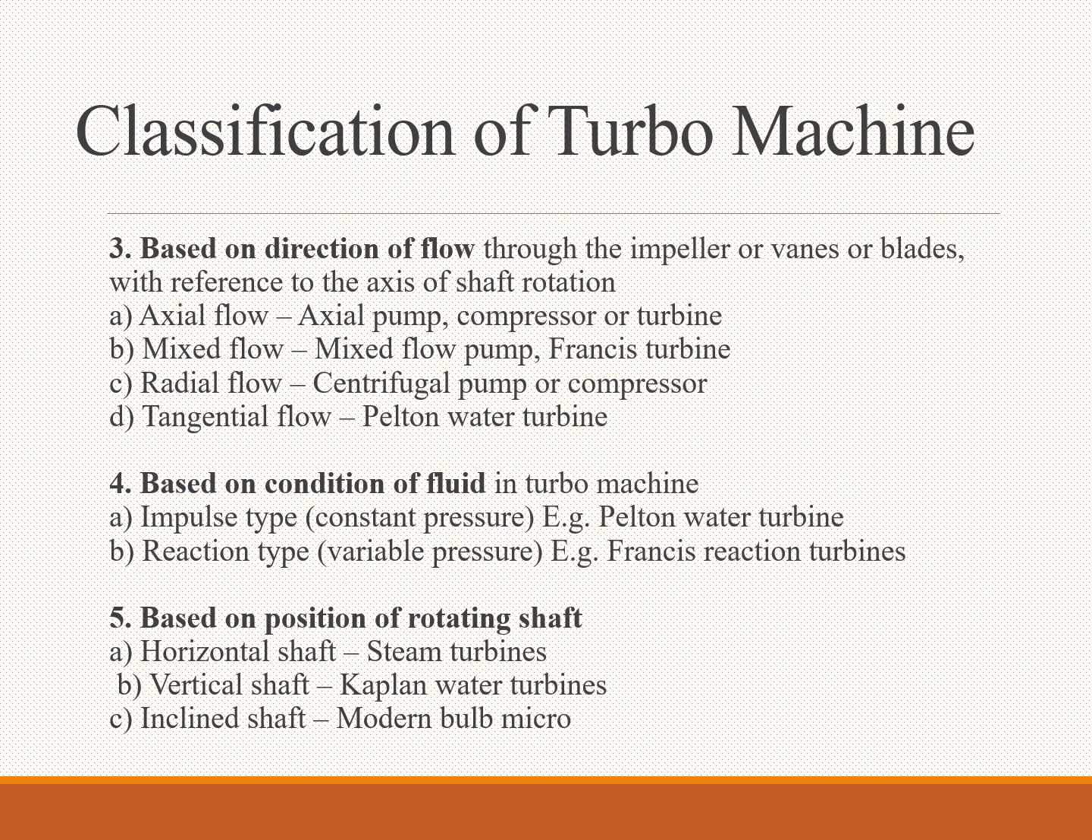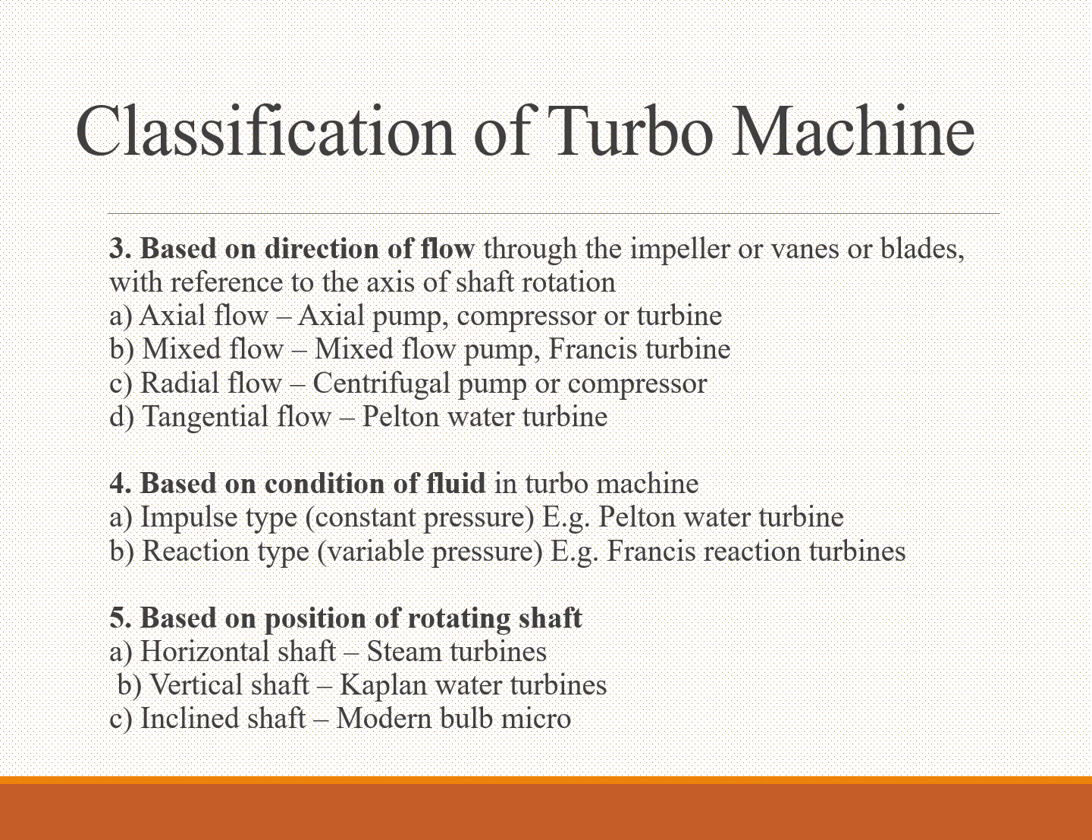Classification based on direction of flow through the impeller, vanes or blades with reference to the axis of shaft rotation. The first one is axial flow. We can see it in axial pumps, compressors and turbines. Second is mixed flow pumps and the Francis turbine. Third one is radial flow. We can see it in a centrifugal pump or compressor. And the fourth one is tangential flow. We can see it in a Pelton water turbine.